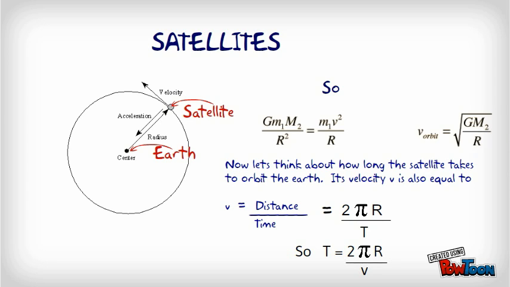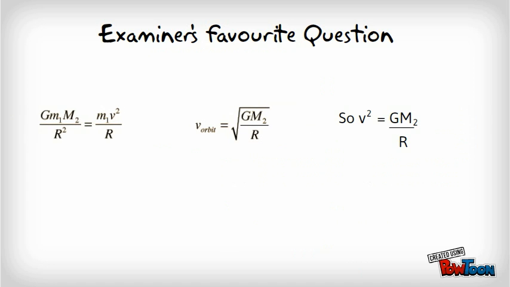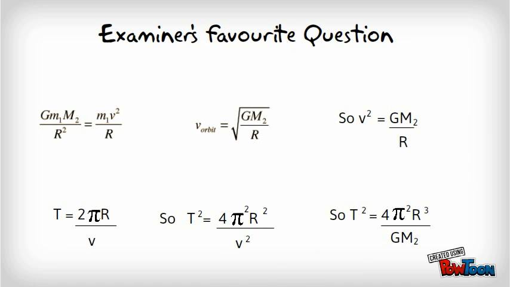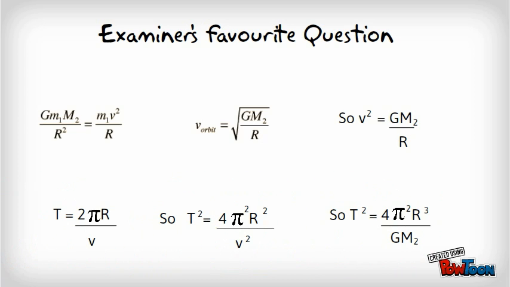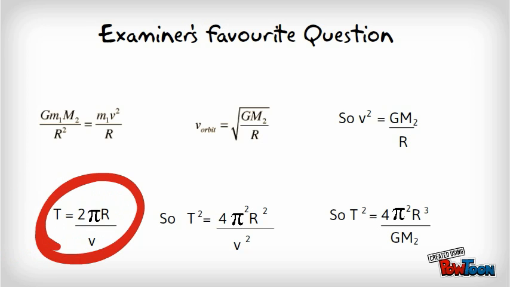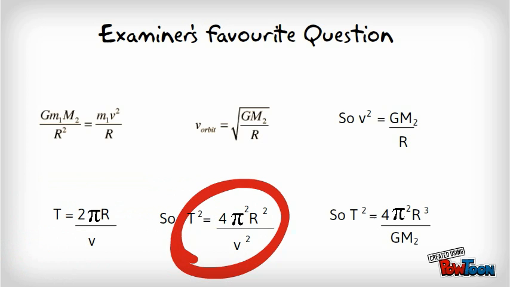Now let's move on to an examiner's favourite question. This looks rather horrible, but quite often they will ask you to prove that T squared is equal to 4 pi squared r cubed divided by G m2. So how do we do this? Well, first of all, we take the equation for T. T equals 2 pi r over v, and we square that. So we get T squared is equal to 4 pi squared r squared divided by v squared.